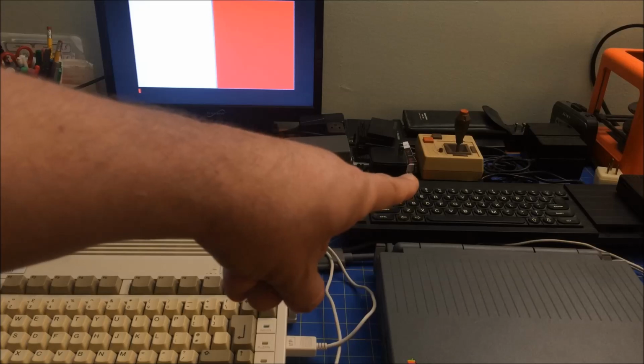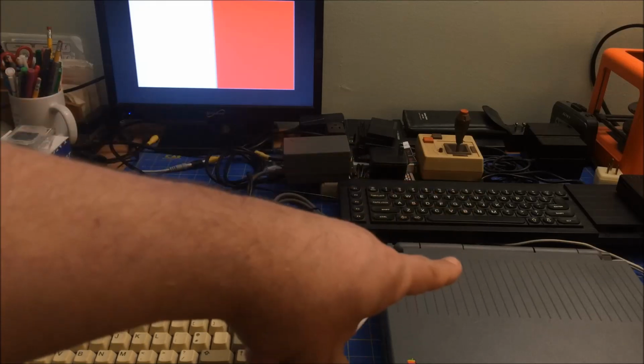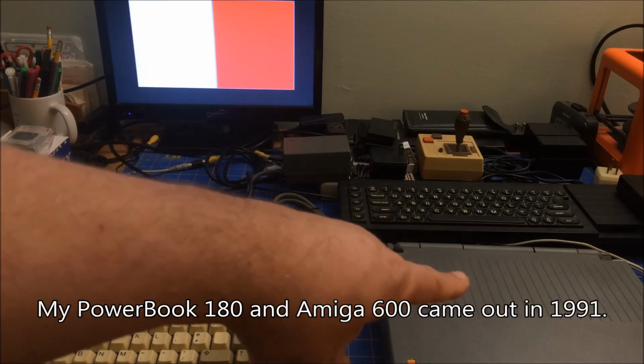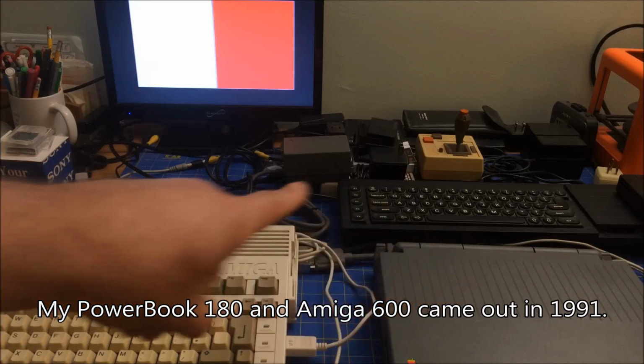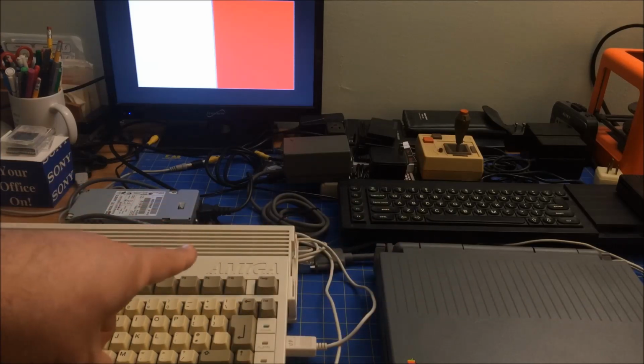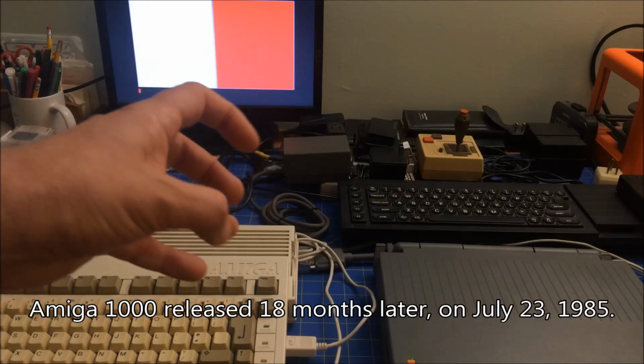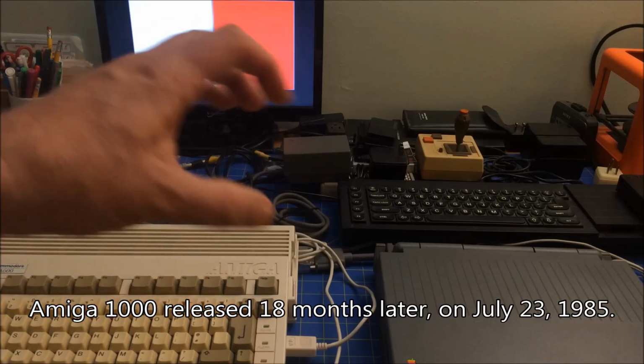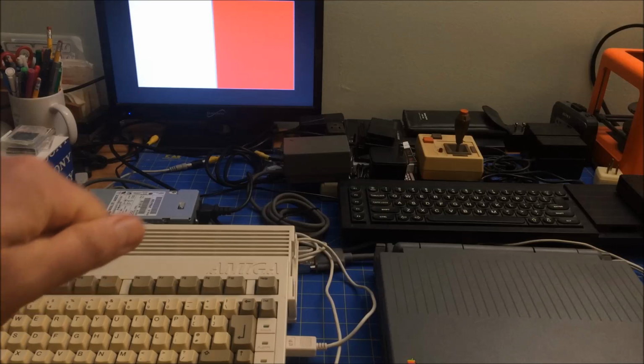Sinclair QL came out January 12th, 1984. The Mac, not this one, obviously, it was 128K, came out 2 weeks later. And then the Amiga 1000, again, not this one, came out the following year. And they were all the next generation, what was called 16-bit computers based around the Motorola 68000 processor.